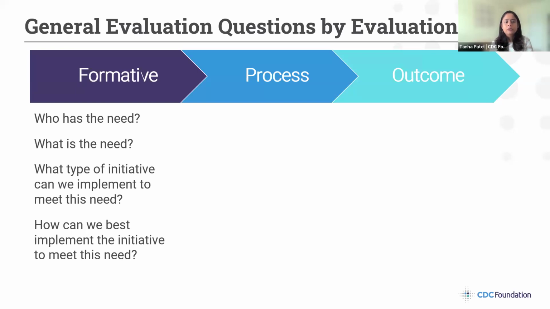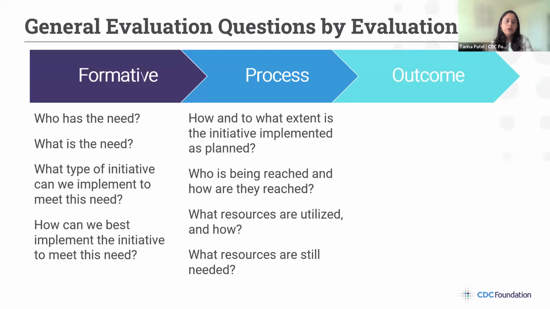If your initiative is already implemented and you want to understand how well it's going or whether it's been implemented as planned, you want to ask process-related questions. These are how and to what extent was the initiative implemented as planned? Who is being reached and how are they reached? What and how are resources utilized? And to what extent were the resources sufficient for the initiative activities? You may also ask what resources are still needed.